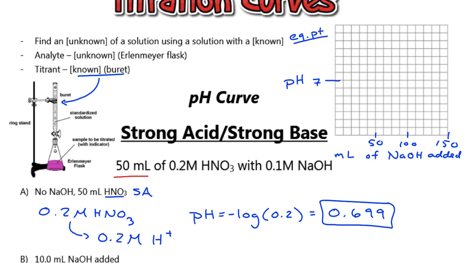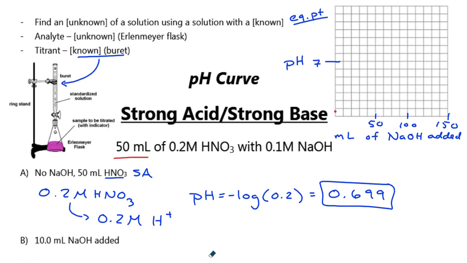And what we can do is we can actually plot that point then. So we're going to do that right now. So at 0 mL NaOH, I have less than 1. So I'm going to put a point right there. Okay? All right. So that, unfortunately, was the easiest one for us. It only gets trickier. So let's talk about what we're going to do here.